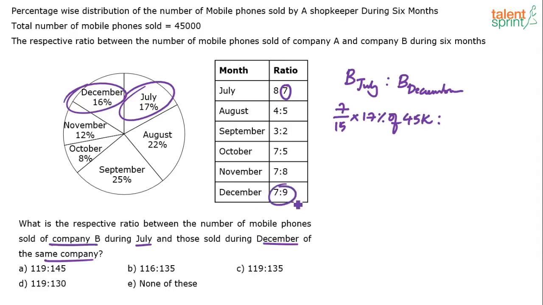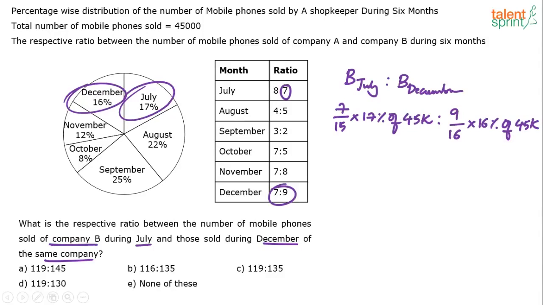December, the ratio is 7:9, which means B is going to be 9 parts out of 7 plus 9, which is how much? 16. Yes or no? 9 parts out of 16 multiplied by December's percentage, which is 16% of what? 45,000. Of 45,000. You're getting it? Now you got to do this calculation.